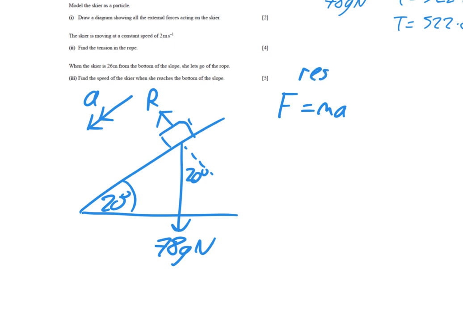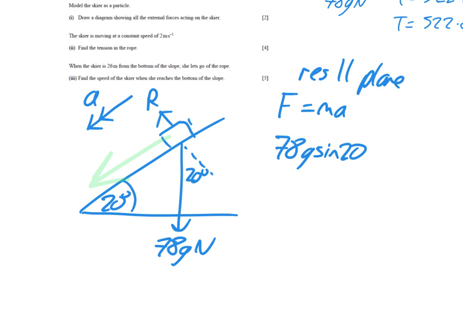What I'm doing, I'm resolving parallel to my plane, and I'm using force equals ma. And your force down your plane is a component of the weight going this way. So that means down the plane, you've got 78g sine 20. Sine 20, remember, because we don't have the angle. That equals my mass, which is 78 times my acceleration.